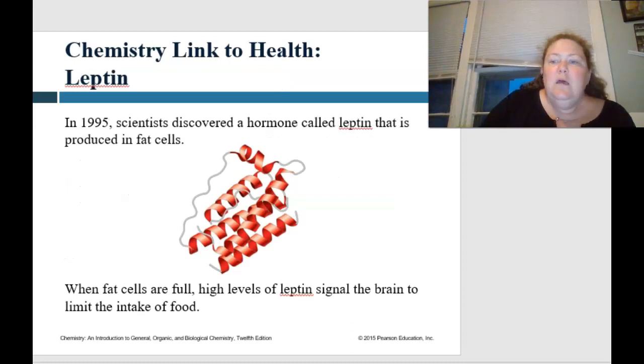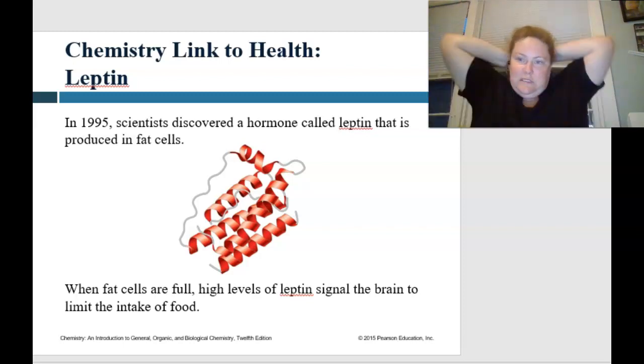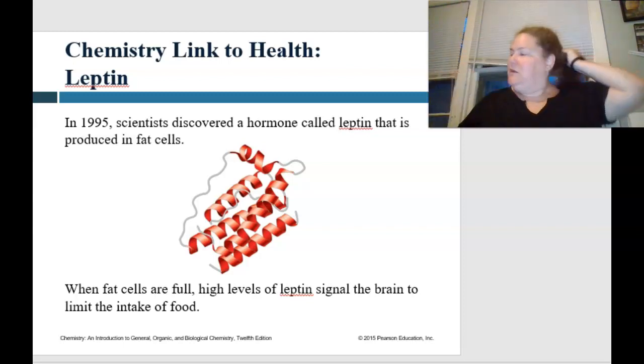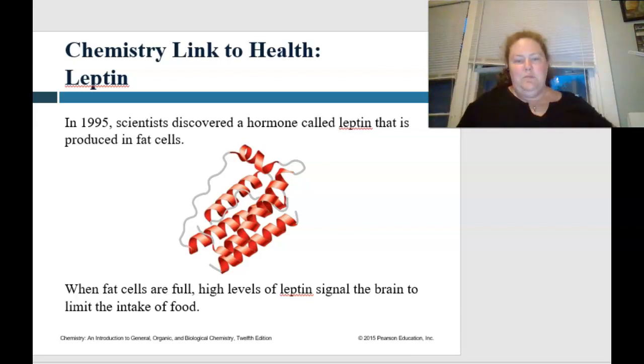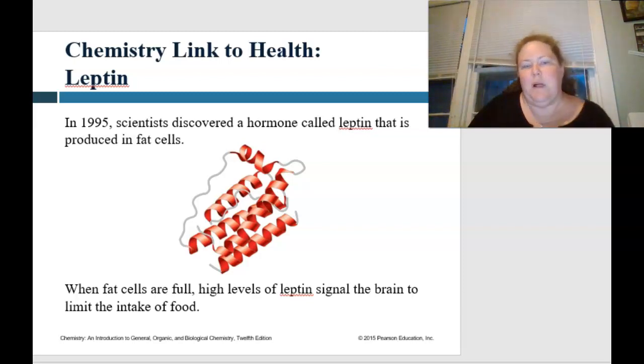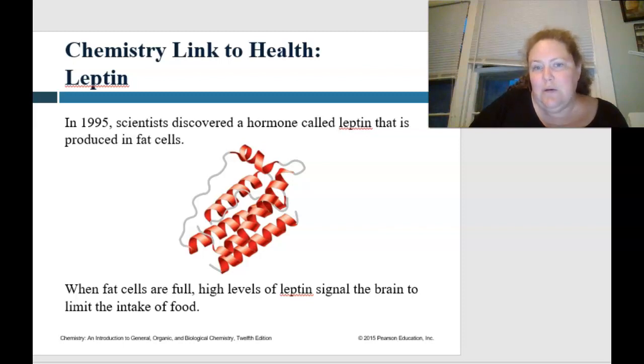Now, I'm reading a book right now, and it's kind of interesting, but it's all about weight and weight loss. It's called The Obesity Code. It's actually pretty interesting because it talks about the actual science behind your basal metabolic rate, etc. But they talk a lot about leptin.